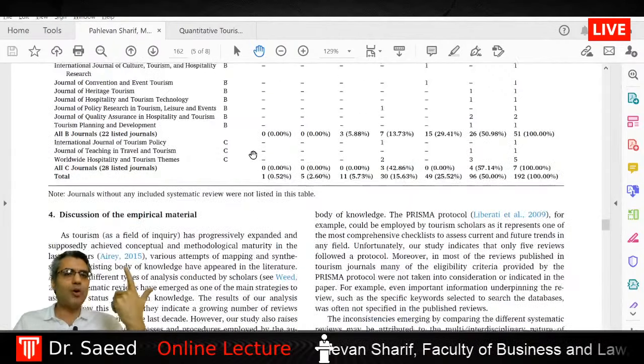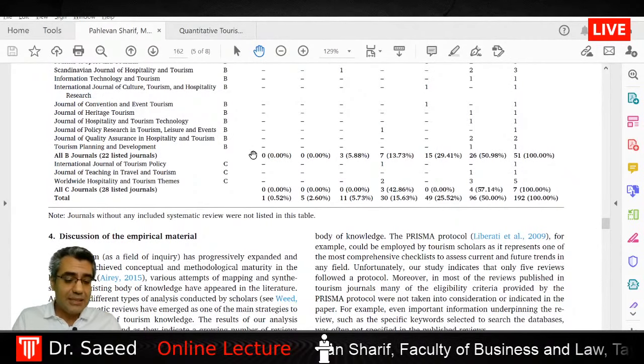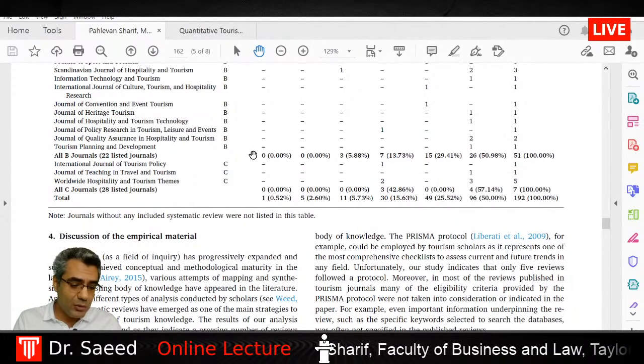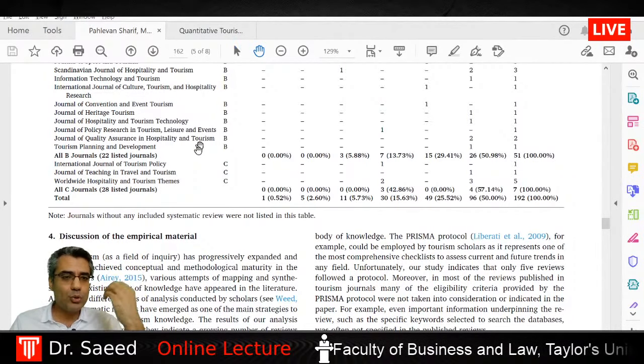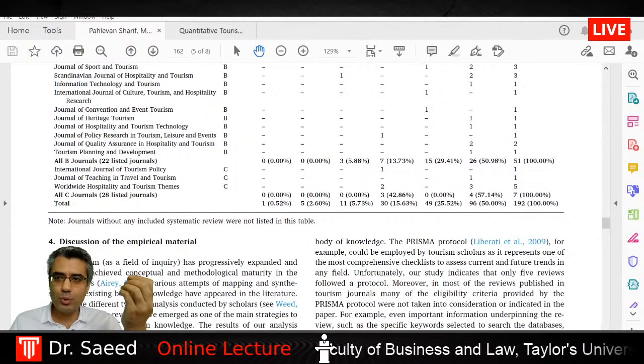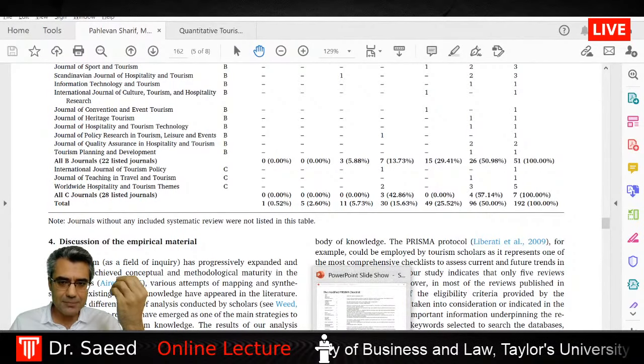Why do we need to provide all this information? Because as I mentioned, it must be very transparent. Otherwise, how can we assess the study? So we need to provide all the information listed in the checklist, right?